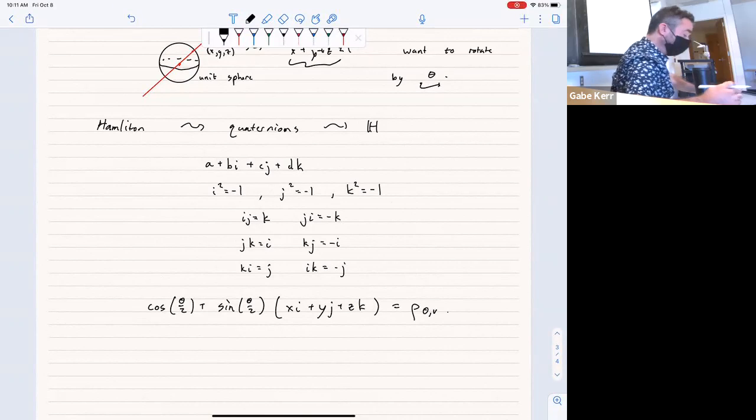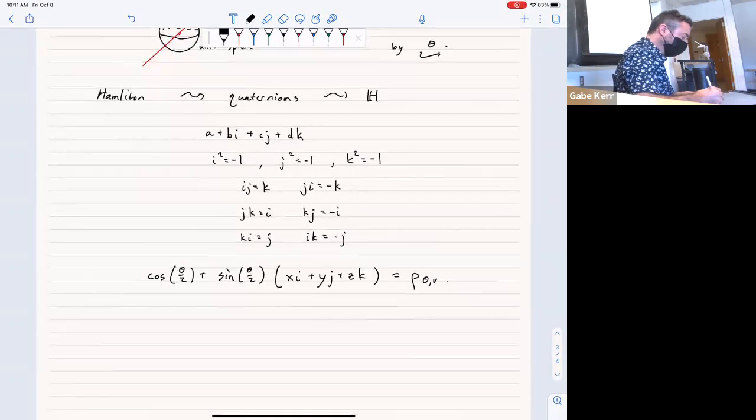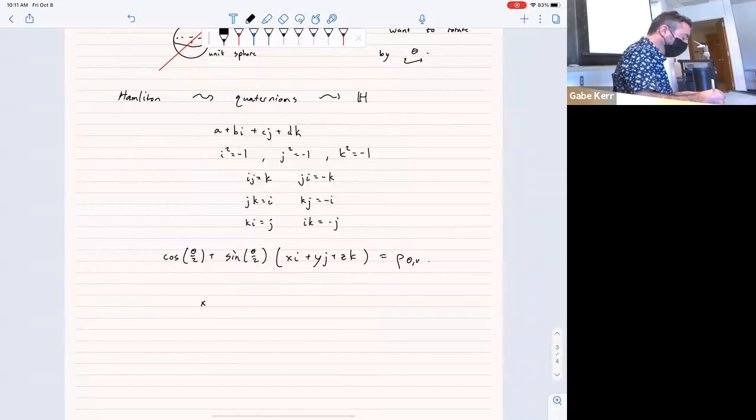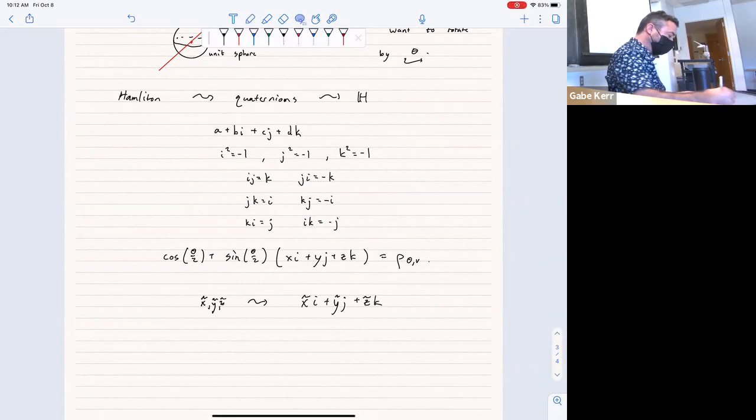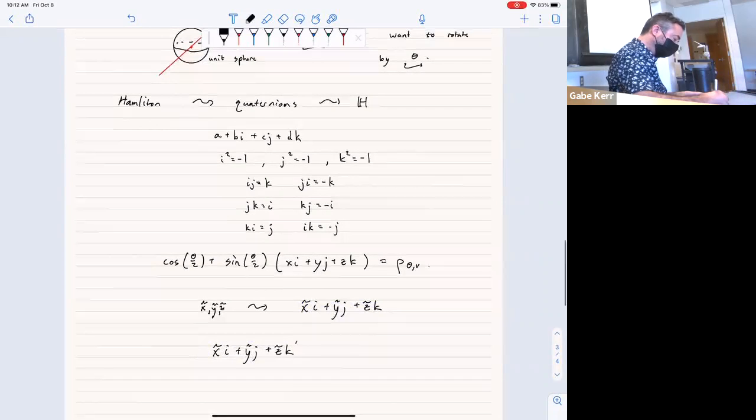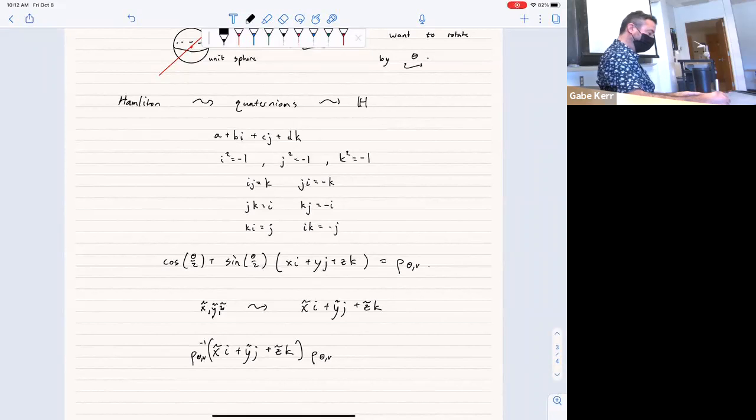It's great. It's lovely. But now if I take any other number or any other vector, x tilde, y tilde, z tilde, I can form this kind of imaginary quaternion bit. And I can multiply in the quaternions. If I do that, I take this and I multiply on the right by this guy, and I multiply on the left by its inverse, which has a very simple formula. This is the rotated vector.